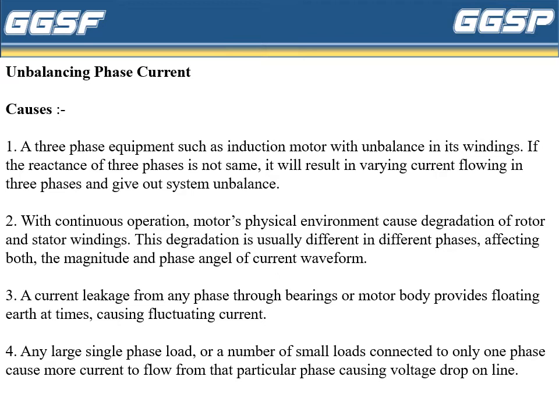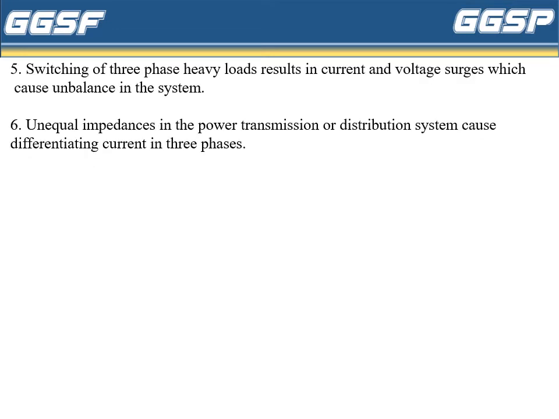Third cause, a current leakage from any phase through bearings or motor body provides a floating earth at times, causing fluctuating current. Fourth cause, any large single phase load or a number of small loads connected to only one phase cause more current to flow from that particular phase, causing a voltage drop on that line. Fifth cause, switching of three-phase heavy loads results in current and voltage surges which cause unbalance in the system. Sixth cause, unequal impedances in the power transmission or distribution system cause differing currents in the three phases, etc.